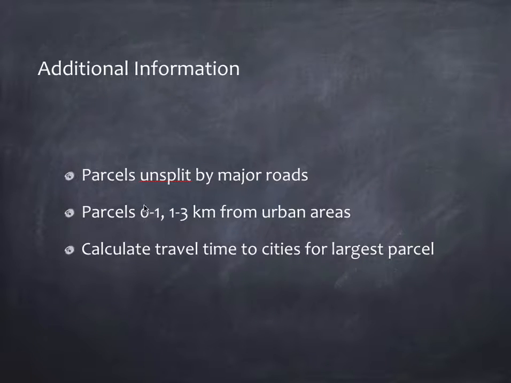There's additional information here. Parcels have to be unsplit by major roads. So these will be selections, right? Parcels, we have to calculate area and select them. And we have to calculate travel time sort of to figure out how to rank them. So these are selections after we've done all the geographic combinations.